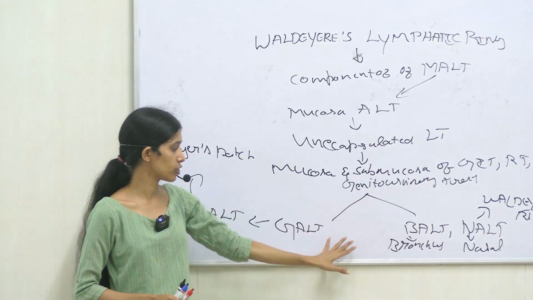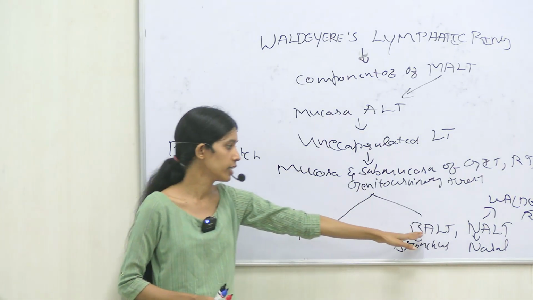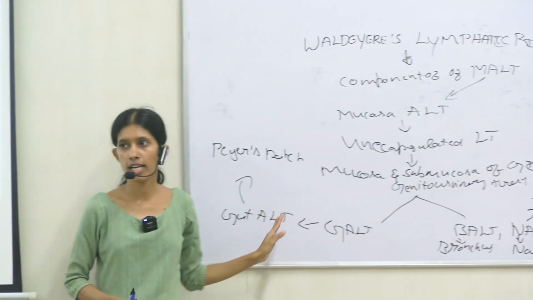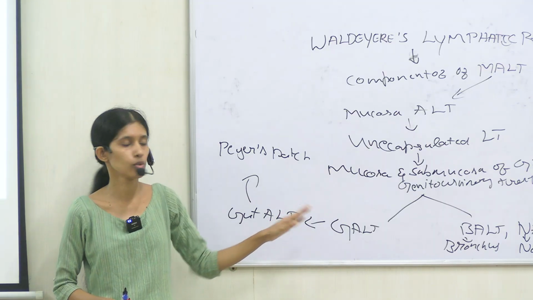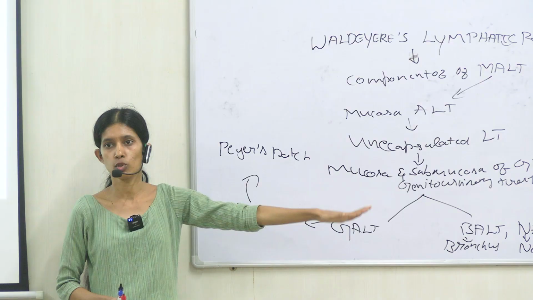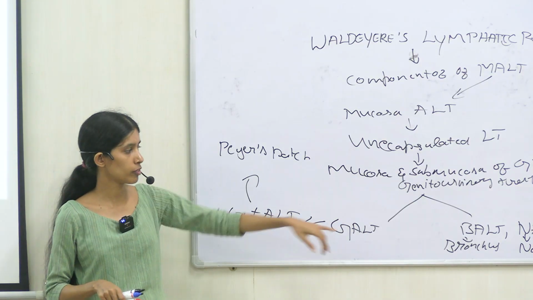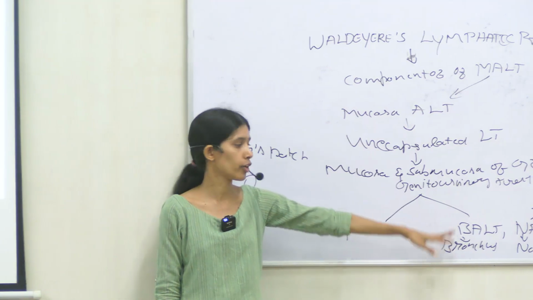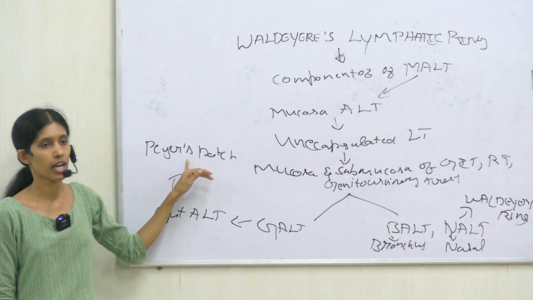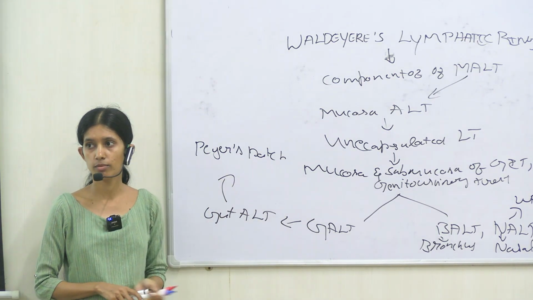Based on the regions it is present, it is divided into GALT and BALT. In a few textbooks it is also mentioned as NALT. GALT stands for gut associated lymphoid tissue, BALT stands for bronchus associated, and NALT stands for nasal associated lymphoid tissue. The example for your bronchus associated lymphoid tissue is your Waldeyer's ring, and for gut associated lymphoid tissue we have Peyer's patch as an example. Okay. Any doubts in this?